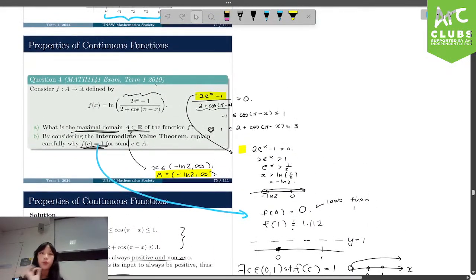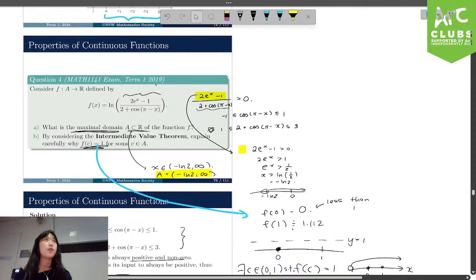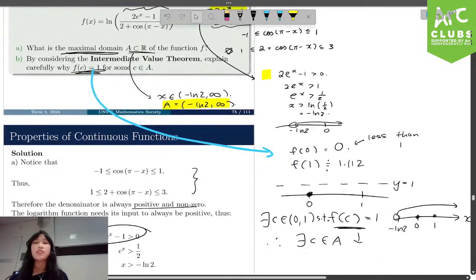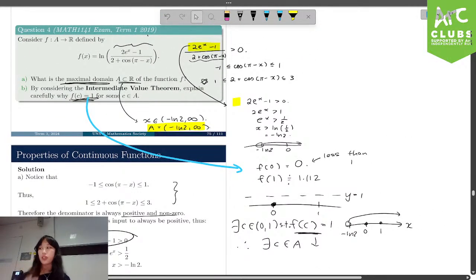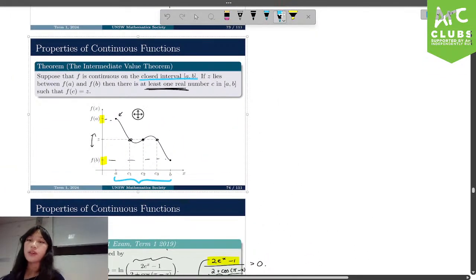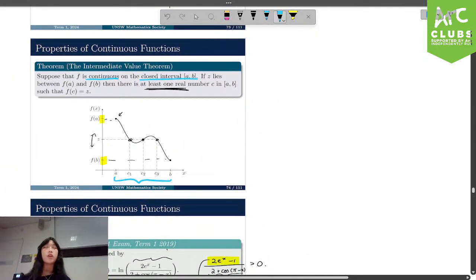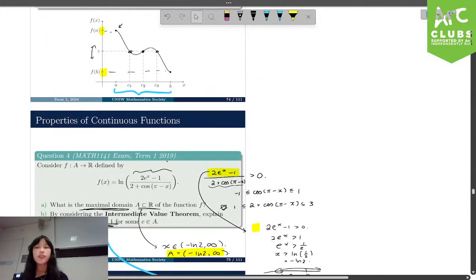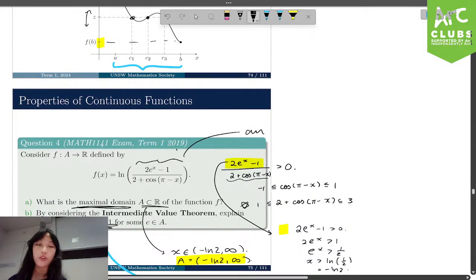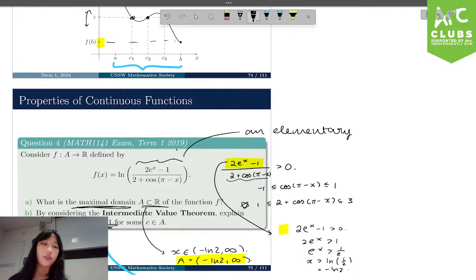There's just one small thing that I would additionally include at the top of my proof. One key condition of the intermediate value theorem is that f of x has to be continuous on this closed interval. We haven't actually proven that f of x is continuous, but it's sufficient to say that it is an elementary function. And all elementary functions are continuous.